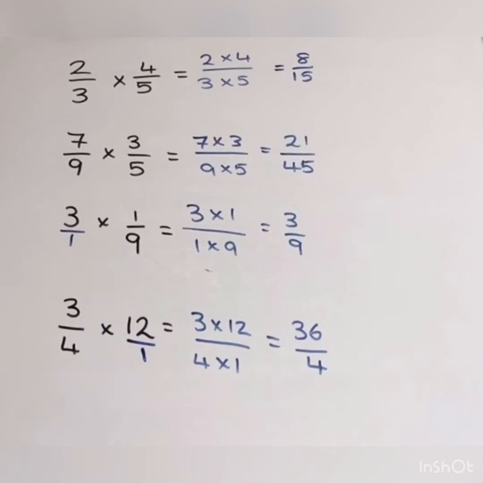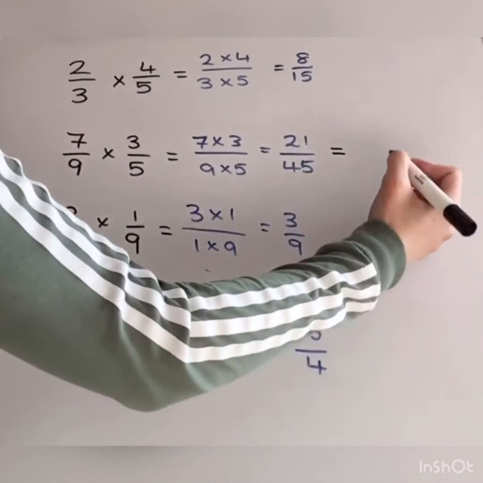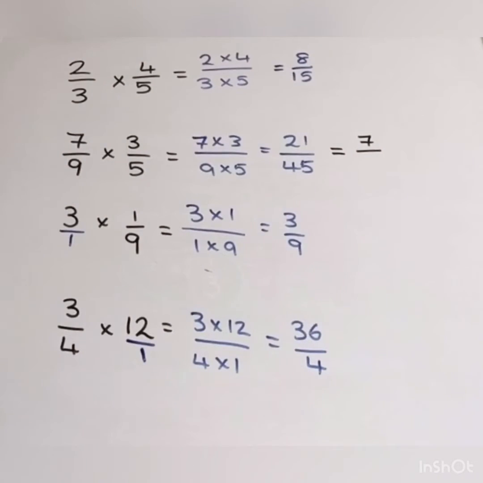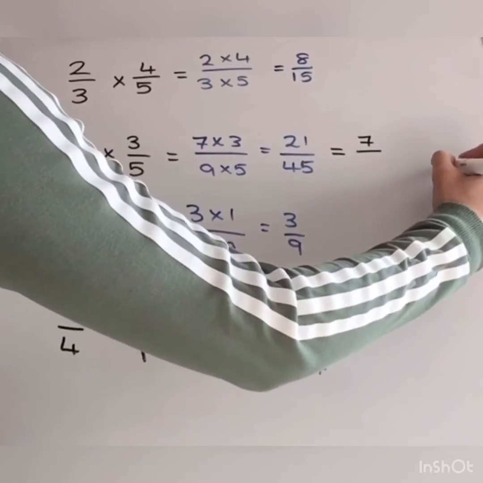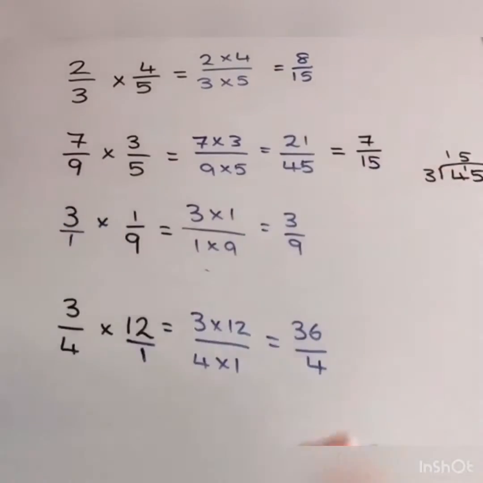Now 21 and 45 are both divisible by 3. So in order to write this one in its simplest form, I'm going to divide the top by 3. So 21 divided by 3 is 7. And then I'm going to divide 45 by 3. Now don't forget, if you don't know what 45 divided by 3 is off the top of your head, you can do a little bus stop division to work that out. So it would be 15. So 21 over 45 is equivalent to 7 over 15. Now 7 and 15 have no other factors in common, so that would stay like that.